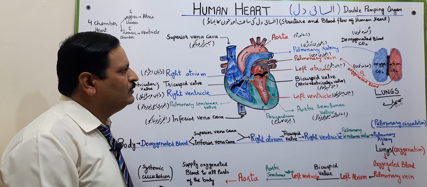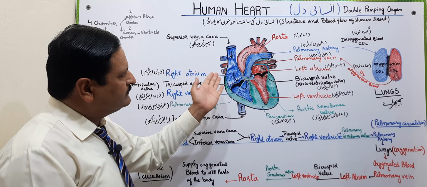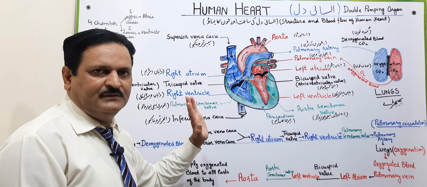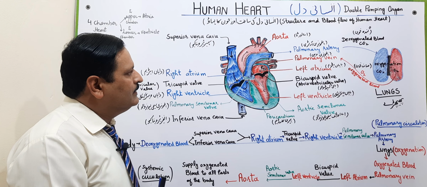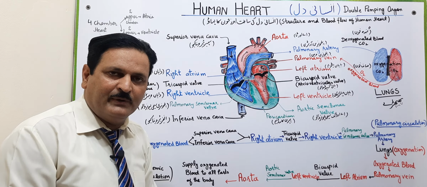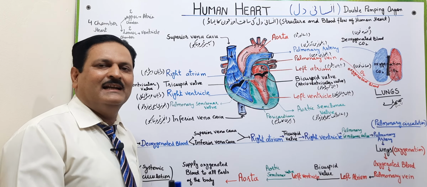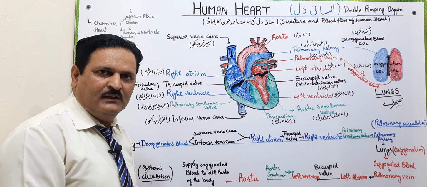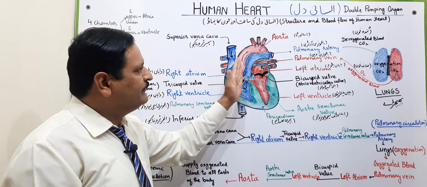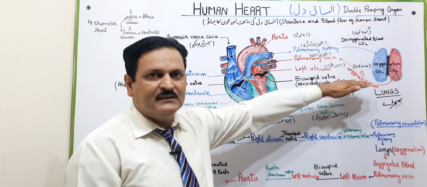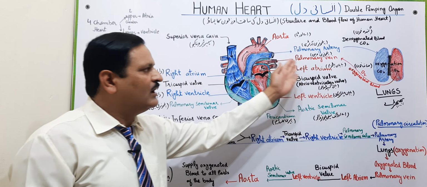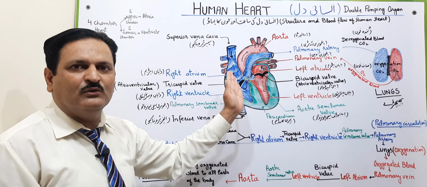In this way, blood moves from the heart to the lungs and from the lungs back into the heart. This is called blood flow. Now there are two types of circulation of blood. One is pulmonary circulation, another is systemic circulation. In pulmonary circulation, the deoxygenated blood from the heart moves to the lungs for oxygenation, and the oxygenated blood comes back into the heart. This is called pulmonary circulation.